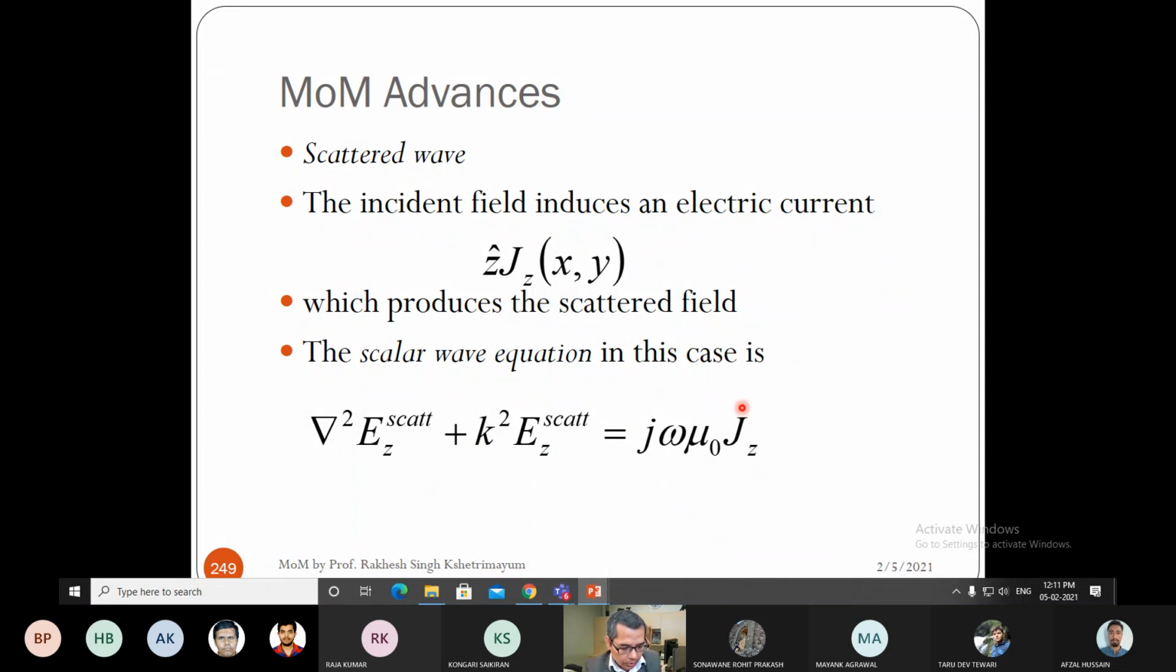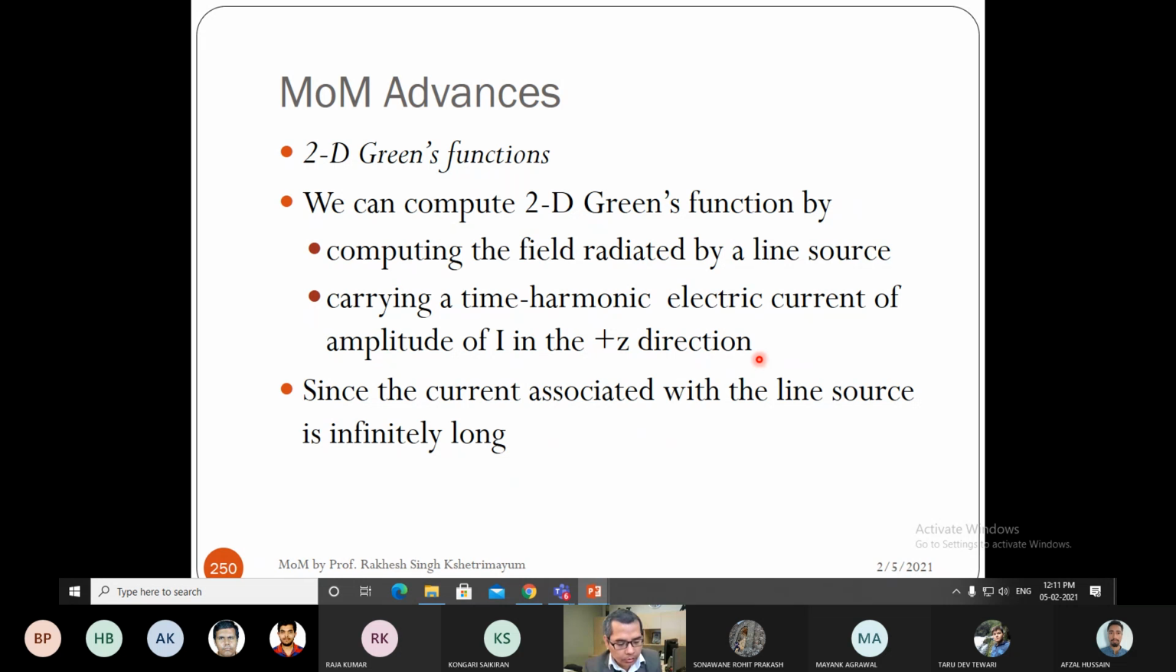For the Green's function, we assume Jz is a delta function and solve this wave equation. The solution is called the Green's function. Once you have the Green's function, you do a convolution of the Green's function with any arbitrary unknown current density, and then you get the scattered electric field. So first, we need to find the 2D Green's function. For that, we assume a line source carrying a time harmonic electric current of amplitude I along the z-axis. We want to find the field radiated by a line source.